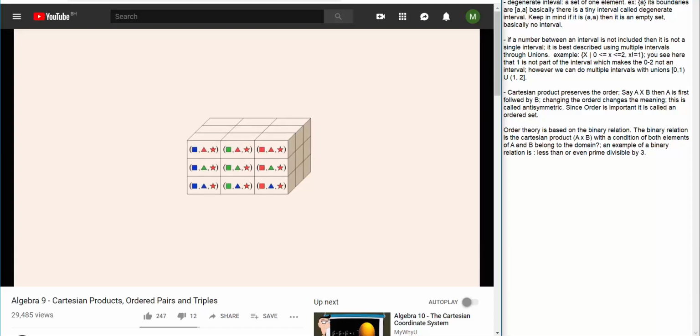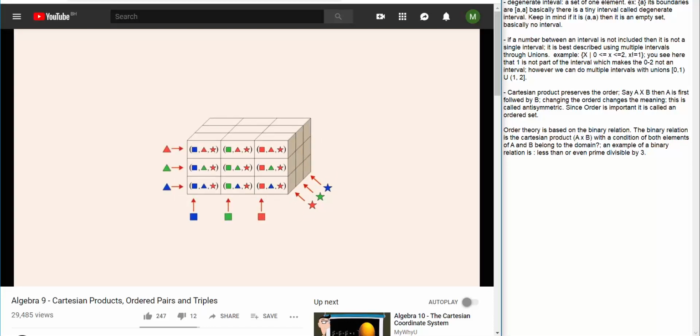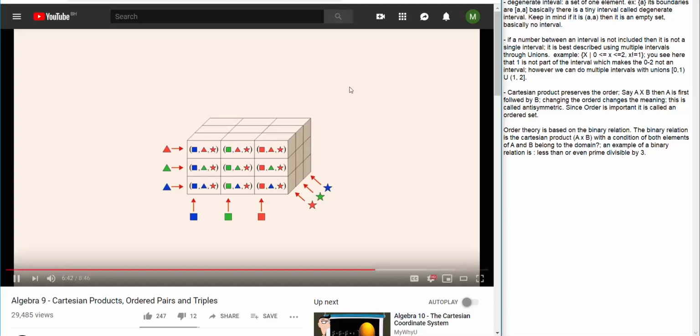This grid of ordered triples is a simple 3-dimensional coordinate system. A left to right position in the grid can be specified by the color of square, a bottom to top position by the color of triangle, and a back to front position by the color of star. So by specifying the colors of square, triangle, and star, we can locate any position within this 3-dimensional grid.